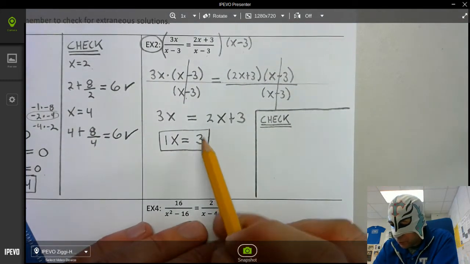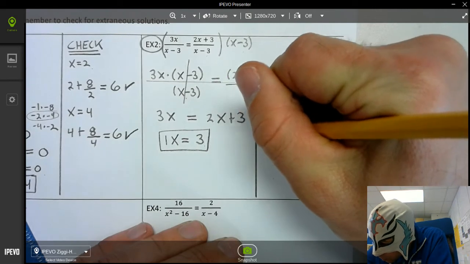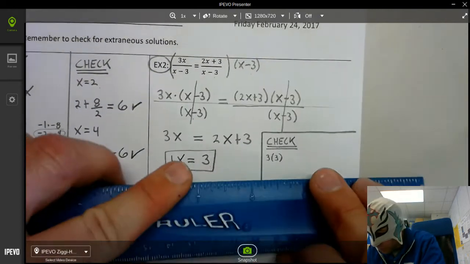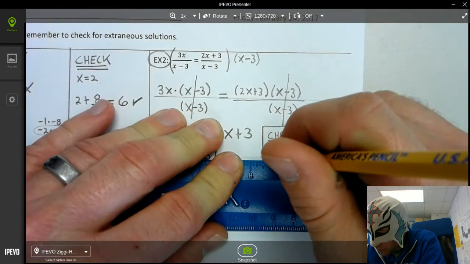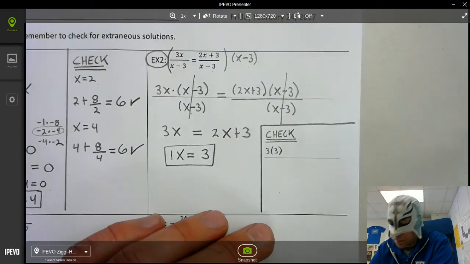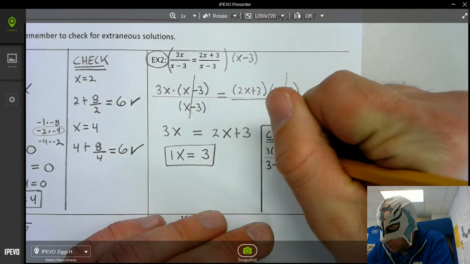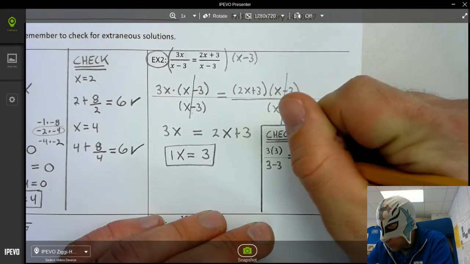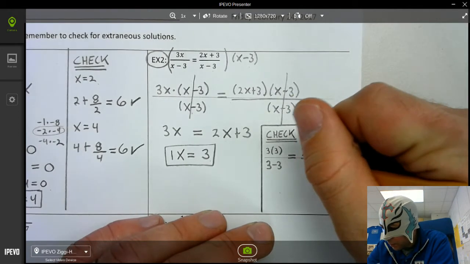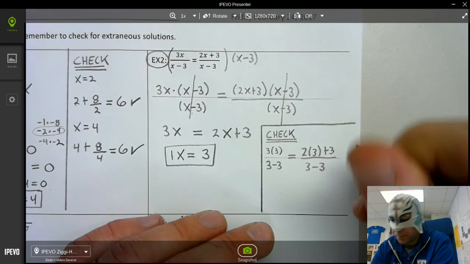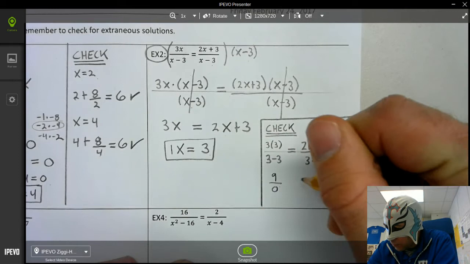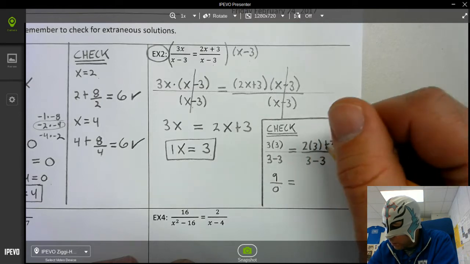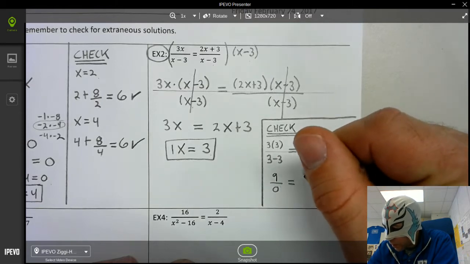All right, so we're going to check by substituting 3 in. So that's 3 times 3 divided by 3 minus 3 equals 2 times 3 plus 3 divided by 3 minus 3, which we end up with 9 divided by 0 equals 3 times 2 is 6 plus 3 is 9 divided by 0.